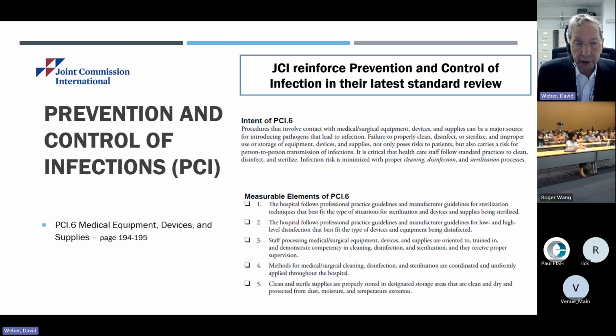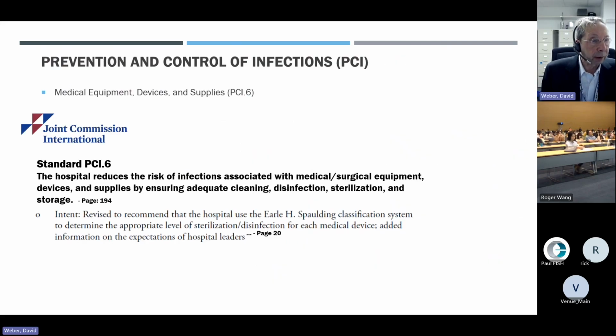Methods for medical cleaning, disinfection, and sterilization are coordinated uniformly around the hospital by the infection prevention department, and clean and sterile supplies must be stored properly. Further, hospitals should reduce the risk of infection associated with medical surgical equipment and devices by ensuring, again, adequate cleaning, sterilization, and storage. And again, as with all of these other guidelines, they recommend that hospitals use the Spalding classification, named for Earl H. Spalding, to determine the appropriate level of sterilization disinfection for each medical device.